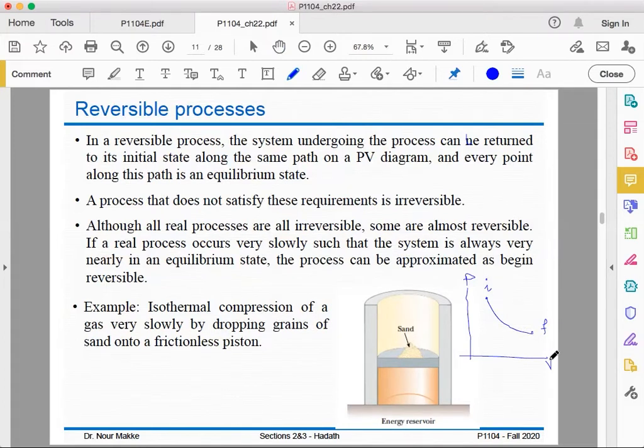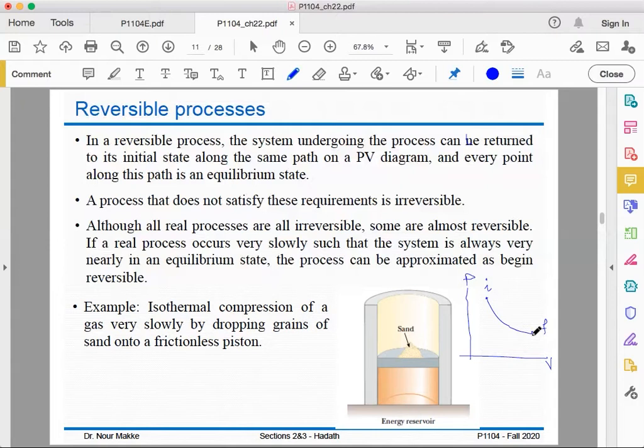A process that does not satisfy this requirement is irreversible. So an irreversible process means that if you go from an initial state to the final state on a given path, you cannot go back from the final state to the initial state on the same path. And this is why you cannot draw it on a PV diagram, because on a PV diagram, every point along this path is an equilibrium state. And in irreversible processes, the system goes through non-equilibrium states going from the initial state to the final state.